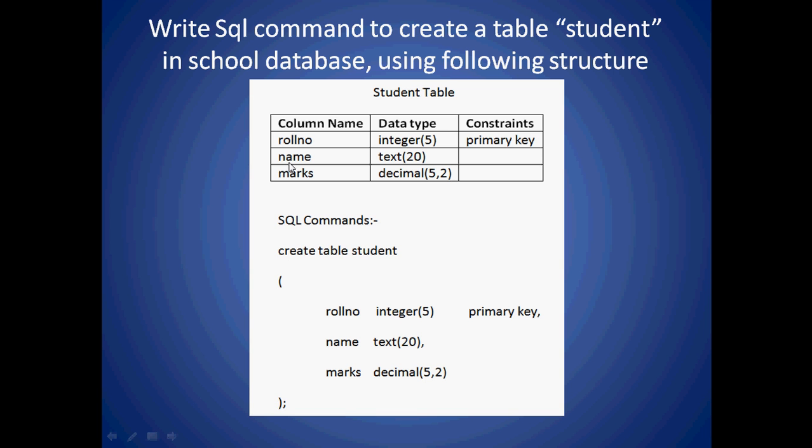Okay, the next column name is name. We can input names, so here I am using text. Okay, and maximum size is 20. Now the last thing is marks. We can input marks with a decimal point, so here I am using decimal 5,2. After the decimal point we can use 2 digits. Okay, so this is our structure.